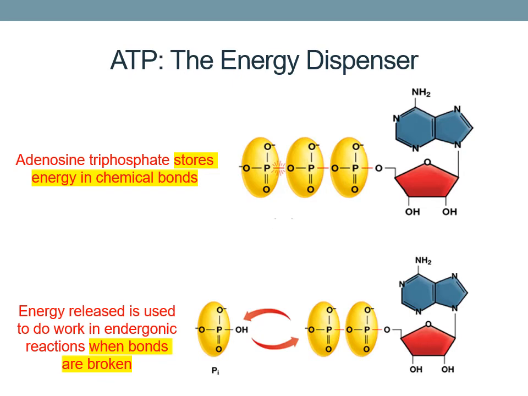ATP stores energy in the form of chemical bonds between the phosphate groups. When the outermost, or that third, phosphate group is released, energy is released that can be used to do work in an endergonic reaction. And then ATP can be regenerated by gaining a phosphate molecule. The chemical energy stored in the ATP molecule is used to run metabolic reactions.